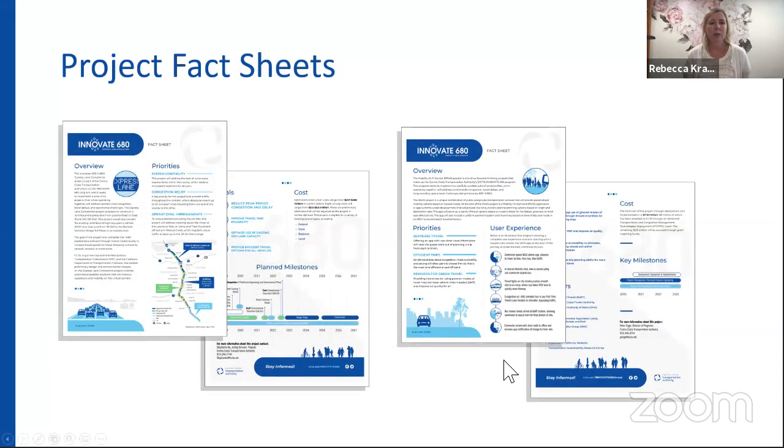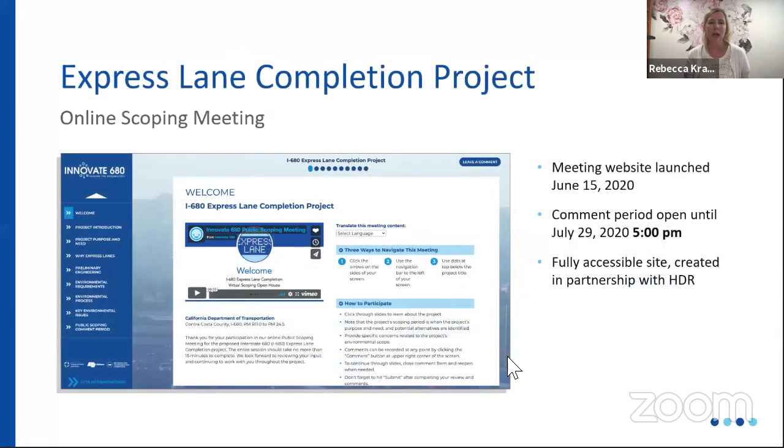Moving on to the project level updates, we are doing some project fact sheets for each of the projects, and those are all underway, some of which are completed and will be hosted on the website. And next. Here is the Express Lane Completion online scoping meeting page. As I mentioned, the site was launched on June 15th, and the comment period is open until 5 p.m. on July 29th. The site is fully accessible, and we've created that with our partner HDR.